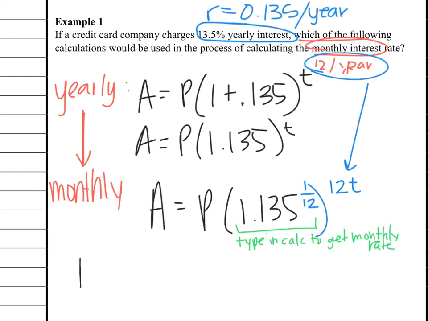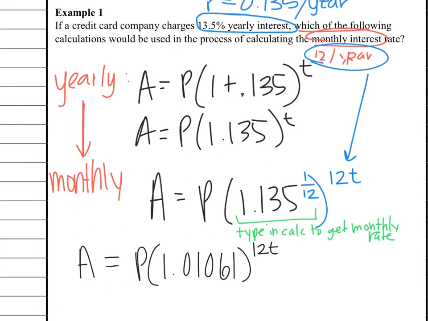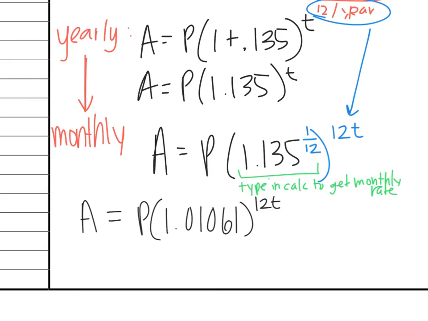Everything else stays the same for now. So we have A equals P times, when I type that in, I get 1.01061, and it's still raised to the 12t because, again, it's happening at a monthly rate. And then it wants to know what the monthly interest rate actually is.